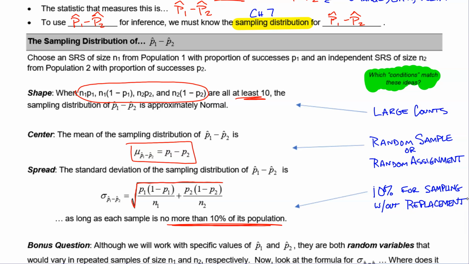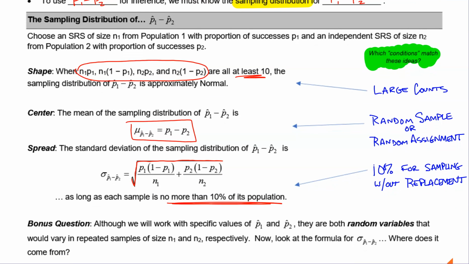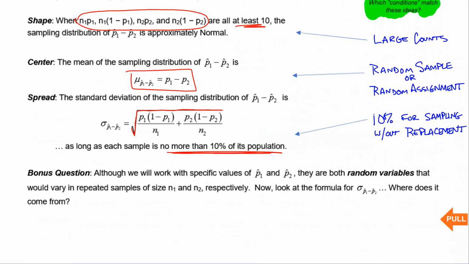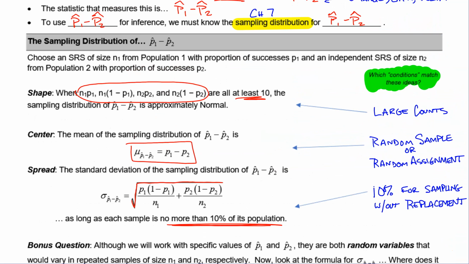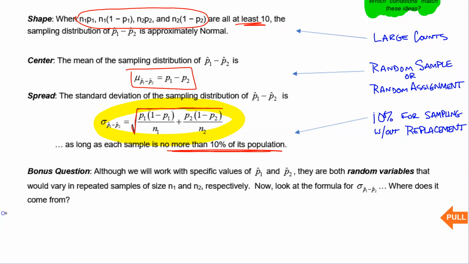Okay, so now let's go down to a bonus question here. We're going to go back and analyze this formula in a little more detail. Although we will work with specific values of P1 hat and P2 hat, they're both random variables. And I hope you remember that we spent an entire chapter talking about random variables. If you don't remember, that was Chapter 6.